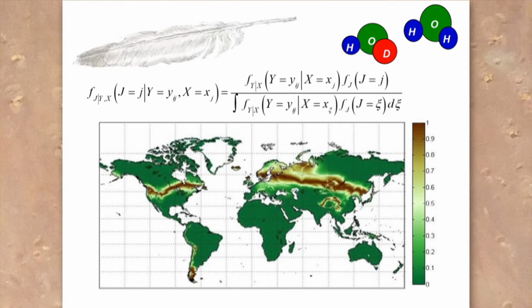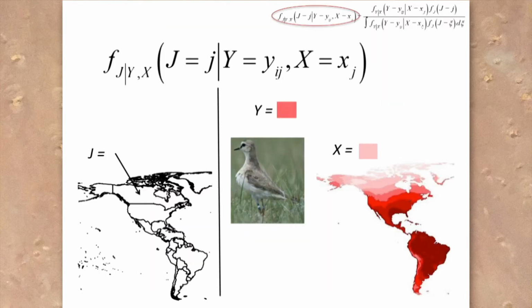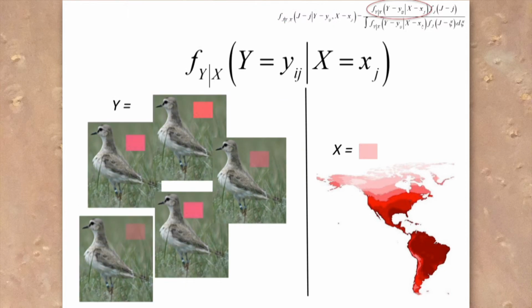Although it looks more complicated, the process is identical to what we just did. We want to find the probability of some location J as being the origin of the bird, given the chemistry of the feather and the chemistry of the location. To do this, we need to know the probability of that particular chemistry occurring at that particular location. And that's because not all birds will integrate the environmental chemistry in the same way, here illustrated by the different shades of red for a small population of birds, all foraging and growing feathers in the same location X.